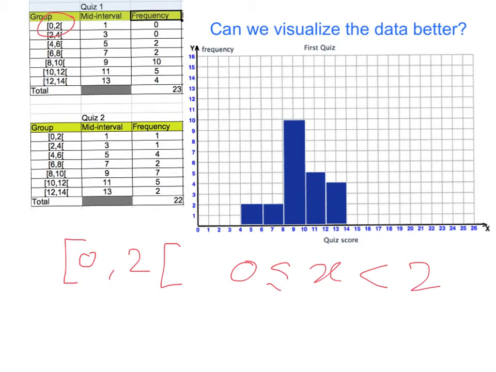Alright, so here's the histogram. We have the frequency up here, and then we have the quiz score down here. We just look at this and draw it up. So this is to the height of 2 units, to the height of 2 units, to the height of 10 units, to the height of 5 units, to the height of 4 units. As simple as that.